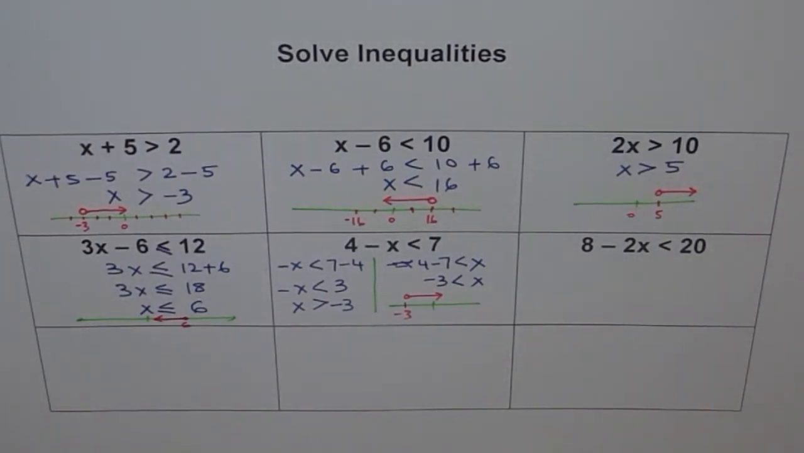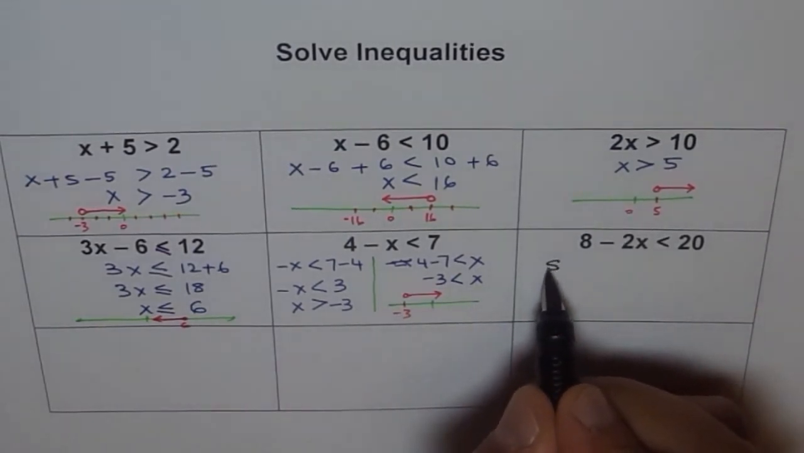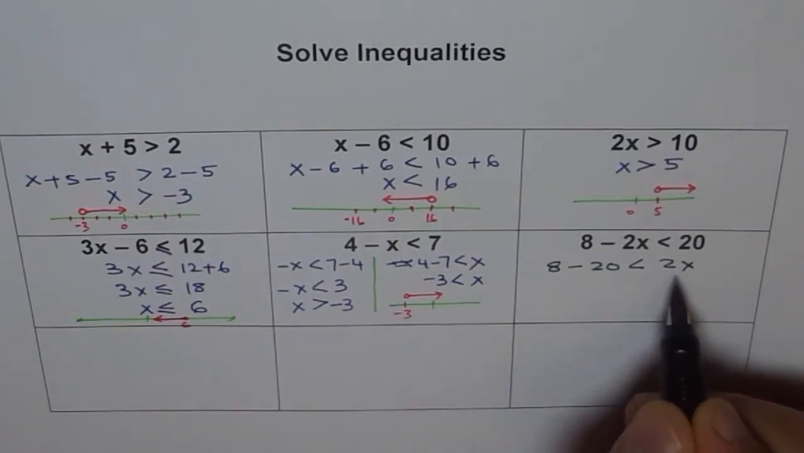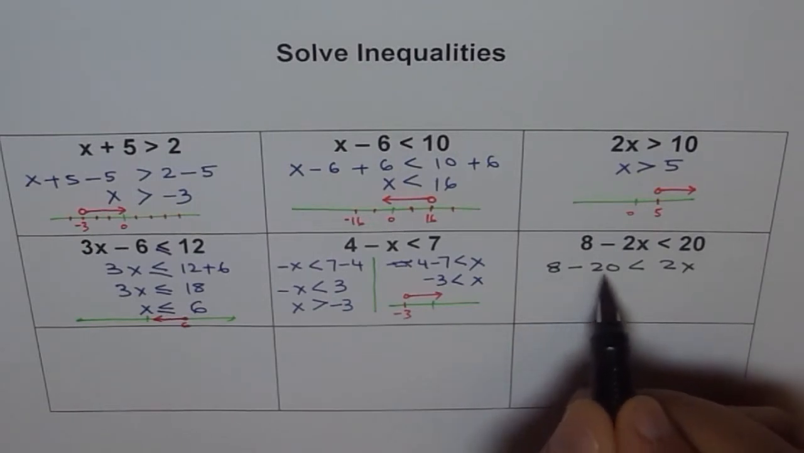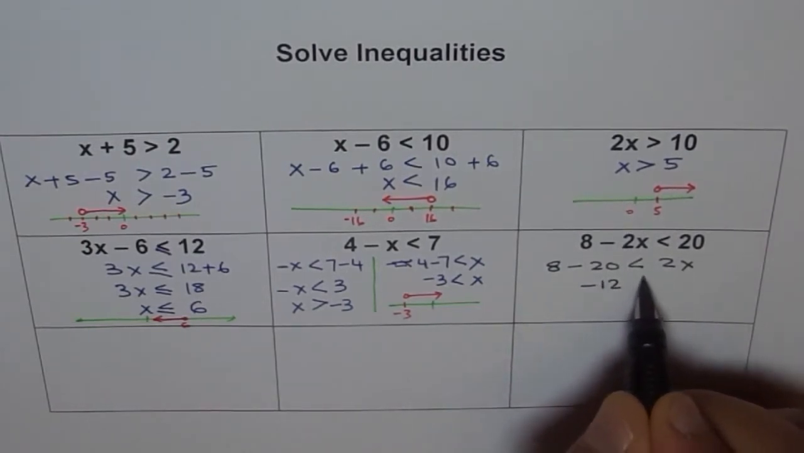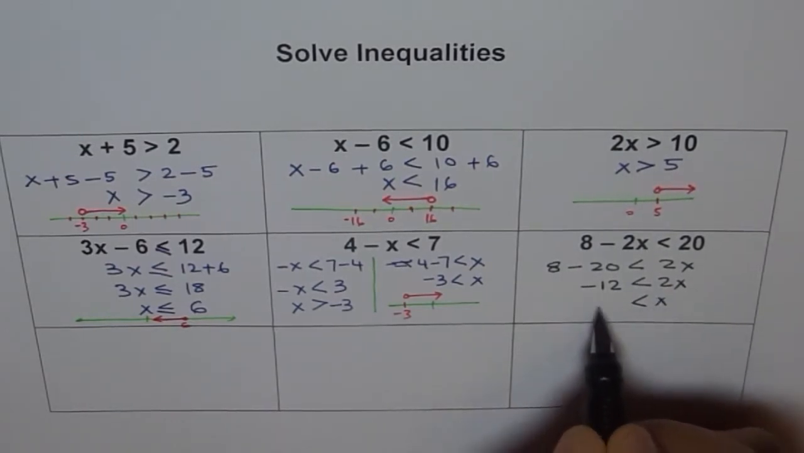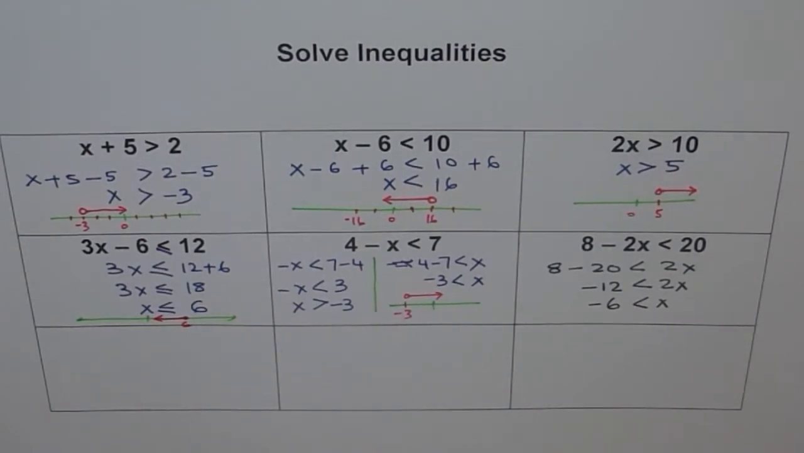So let me do it with you here in a different way. I'll bring 20 here. So we get 8 minus 20 is less than 2x, correct? That means we don't have any negative coefficient with x, correct? 8 minus 20 is minus 12, which is less than 2x. Therefore, x is greater than minus 6, correct? So that's our solution for this inequality, which you can represent on a number line, okay? Do it yourself.